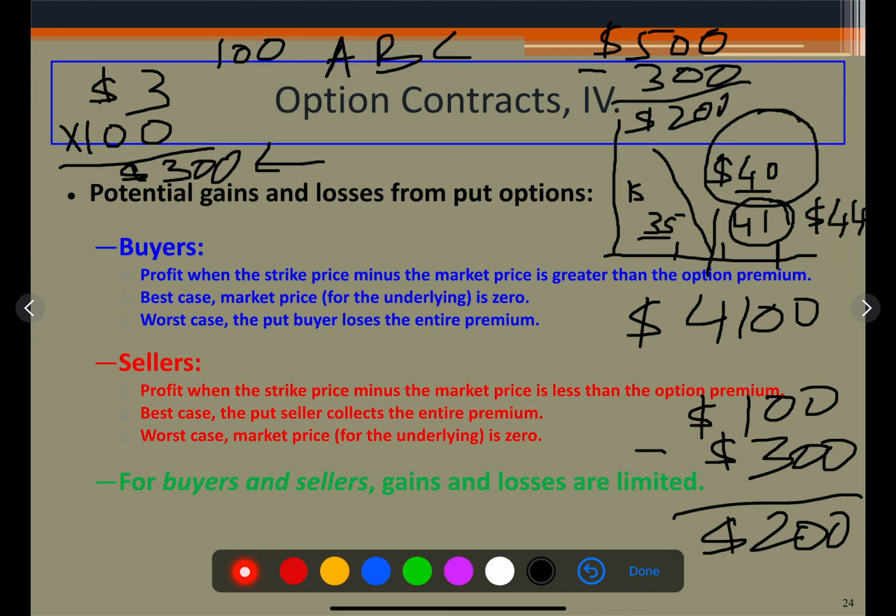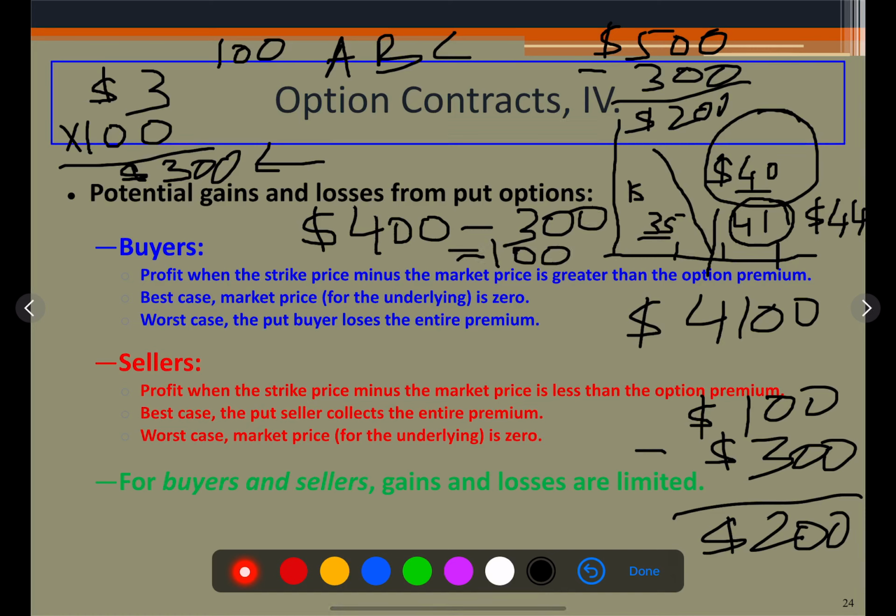If this is 44, then I sold the stock in the stock market, my 100 shares for 4,400, compared to if I would have sold it to the seller of the put option contract at 4,000. So I saved $400 minus my premium which I have paid, 300. So my net profit is 100, right?